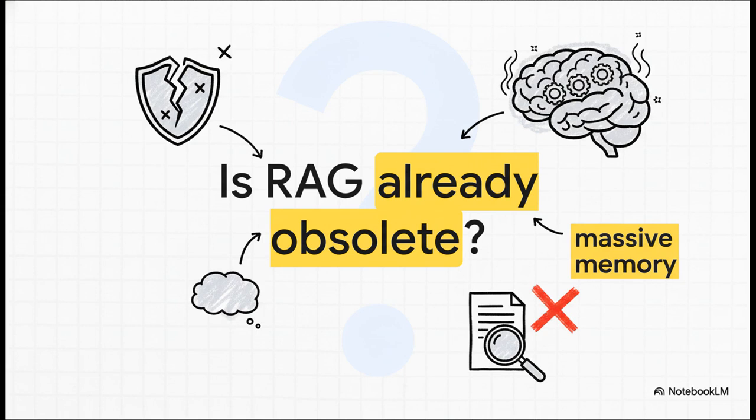I hear 2 arguments constantly. First, that RAG is dead because of its early flaws. And second, that new tech with these giant memory capacities just makes it totally unnecessary. Let's break down exactly why both of those ideas are wrong.